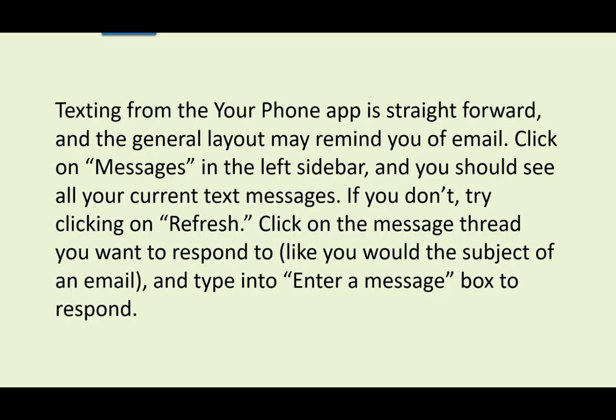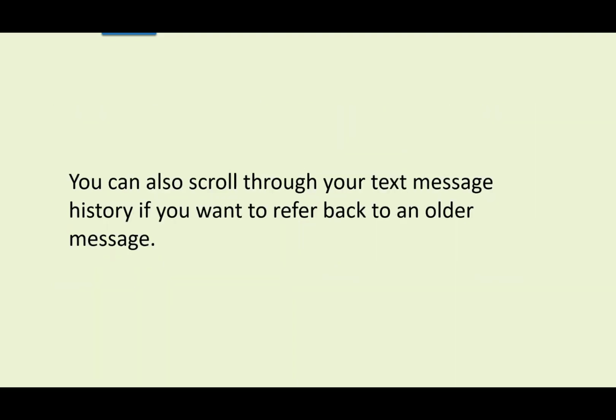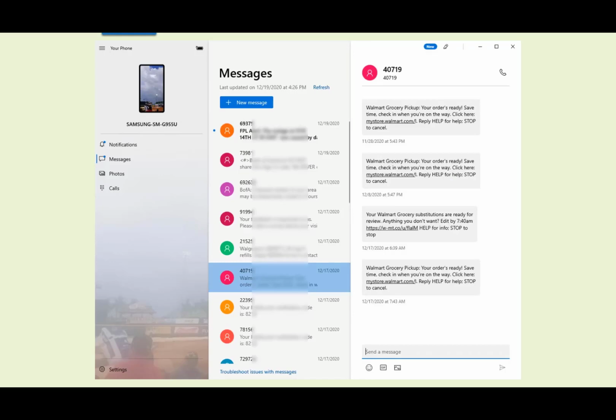Texting from the Your Phone app is straightforward, and the general layout may remind you of email. Click on Messages in the left sidebar, and you should see all of your current text messages. If you don't, try clicking Refresh. Click on the message thread you want to respond to, like you would the subject of an email, and type into the Enter a Message box to respond. You can also scroll through your text message history if you want to refer back to an older message. Here's what it looks like.